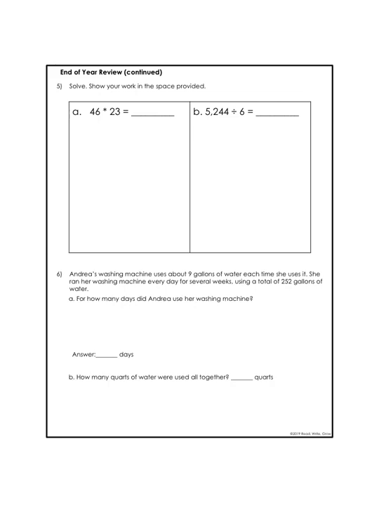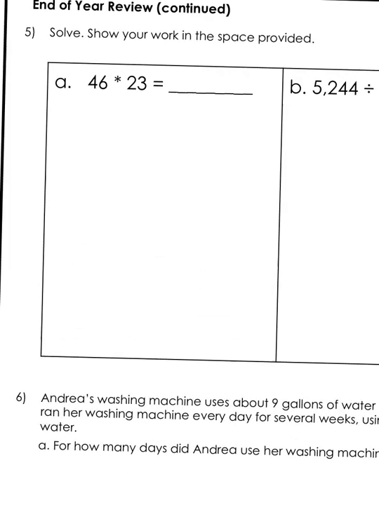Number 5A is a multiplication problem that has two two-digit factors, 46 times 23. Now there's three approaches you can take to multiplying two two-digit numbers together. You could use the lattice method, you could use partitioning rectangles, or you could use partial products. I'm going to show you the partial products approach.